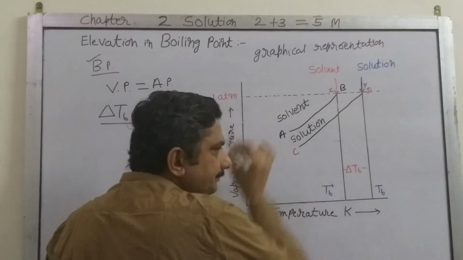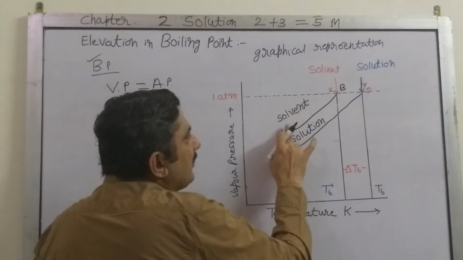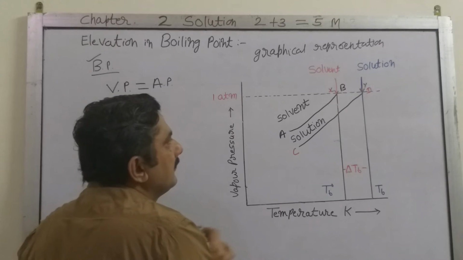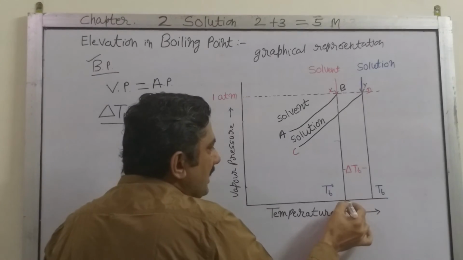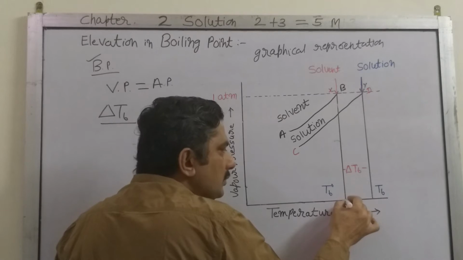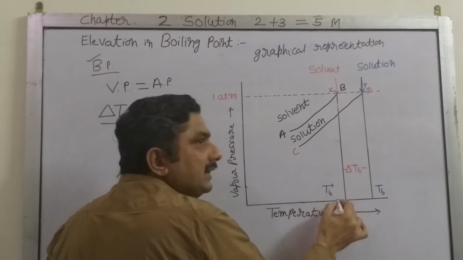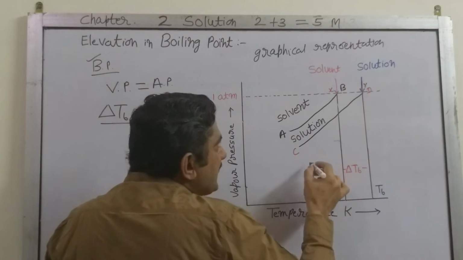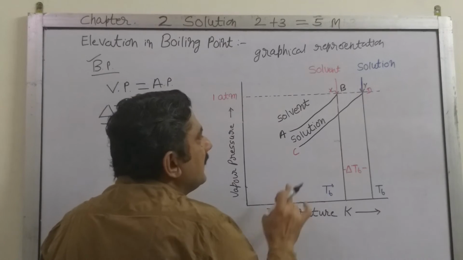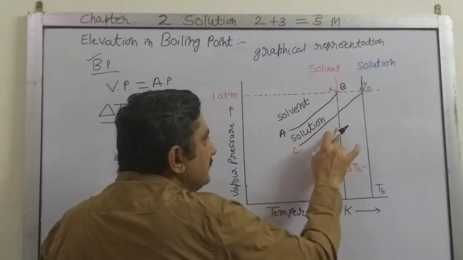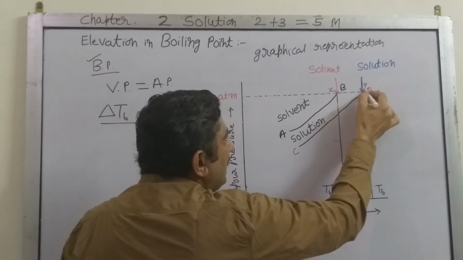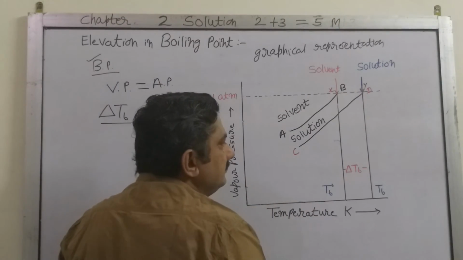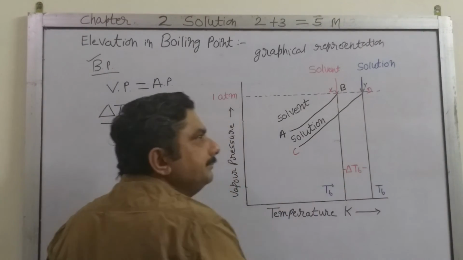At point X, the vapor pressure of solvent becomes equal to atmospheric pressure. This point is known as boiling point of pure solvent and represented by T naught B. At point Y, the vapor pressure of solution becomes equal to the atmospheric pressure. This is called boiling point of solution. It is represented by TB.